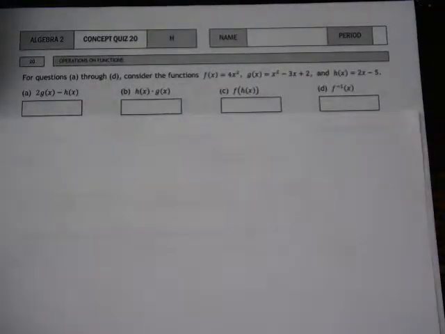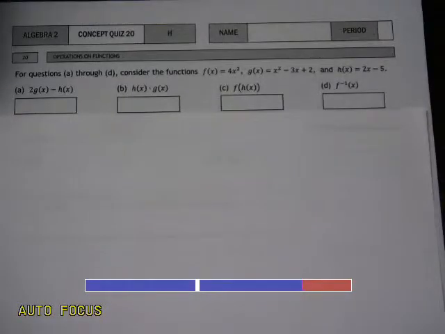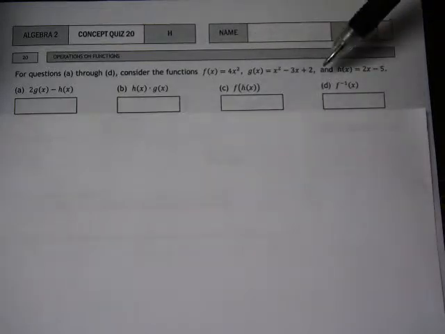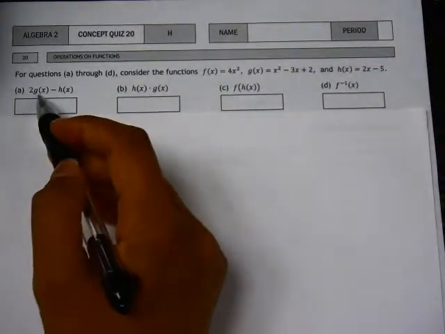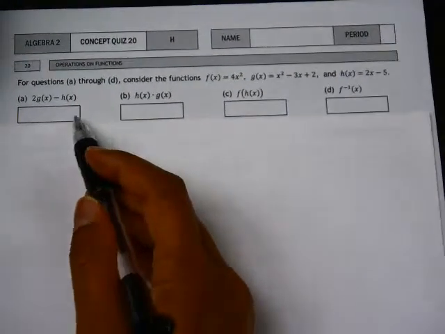This is the review for Concept Quiz 20. On the first 4 problems here, we're using the functions that are provided. So in part A, we're doing 2 times g of x minus h of x.